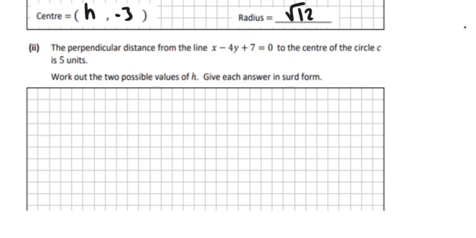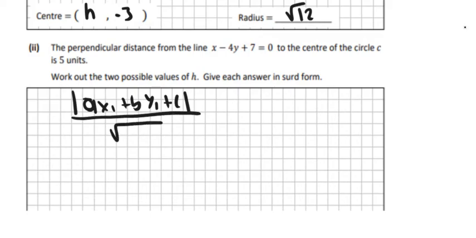Second part, the perpendicular distance from the line to the center of the circle is 5 units. So you have to use this formula: the absolute value of a x1 plus b y1 plus c, all over the square root of a squared plus b squared. That's the formula for the perpendicular distance from a point to a line. The x1, y1 is the point, and the a, b, and c are the line. So here a is going to be 1, b is going to be minus 4, c is going to be 7, and then your x1, y1 will be the center of the circle.